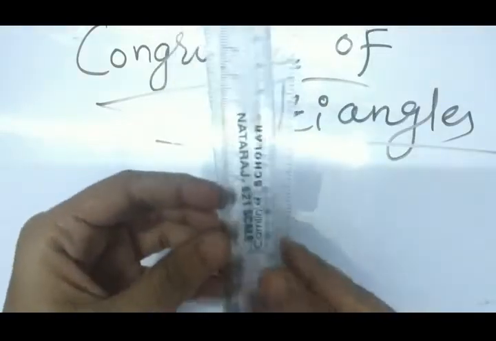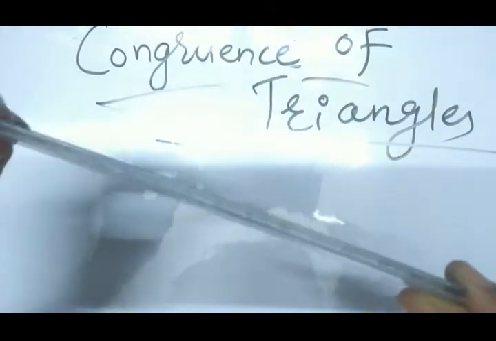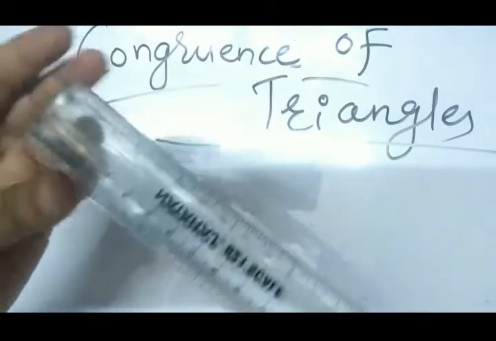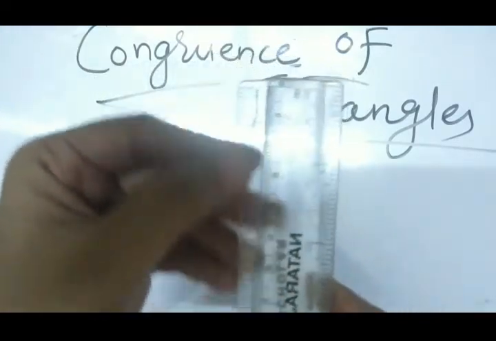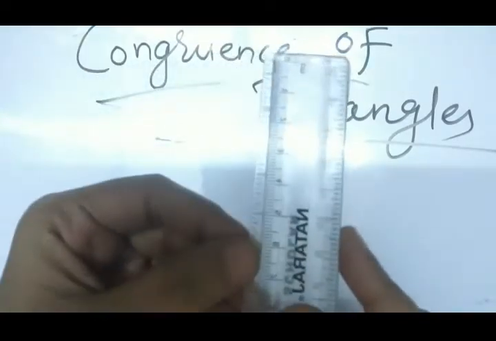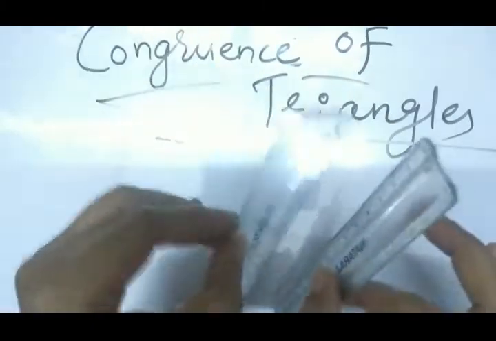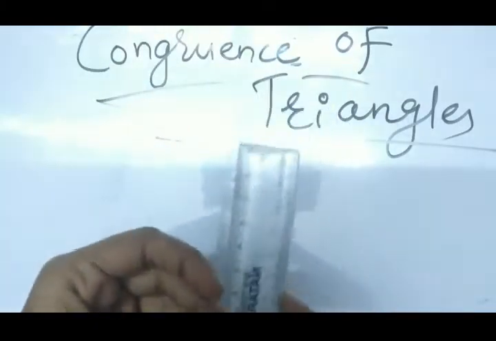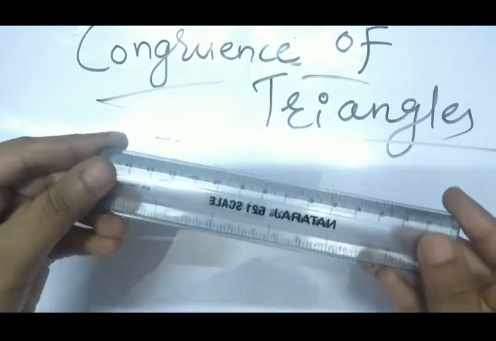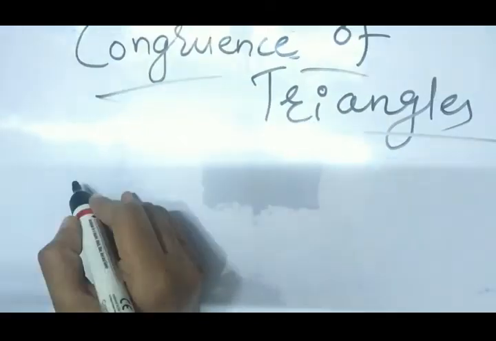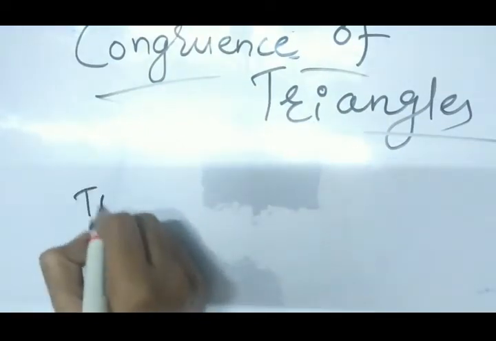Now see this example. These are two different scales, but when I keep them over each other, they are not covering each other. They are not superimposing. You can see here is a space remaining left. It means these two scales are not congruent to each other. You cannot say these are congruent.